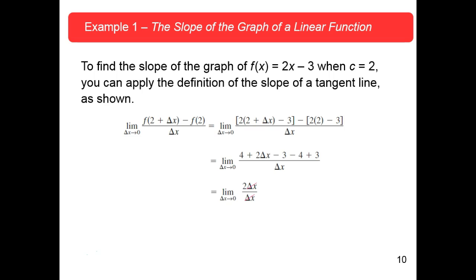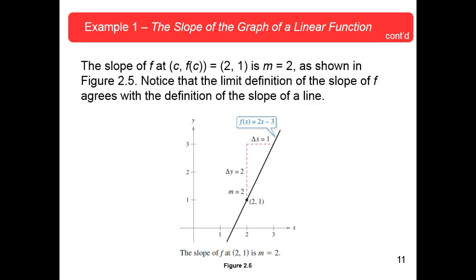And you see, you can't let delta x go to 0, but you can divide it out, can't you? So let's divide it out, and that gives you a limit of 2, which is 2. 2 is the limit of 2. Pretty straightforward. Any questions? All right.